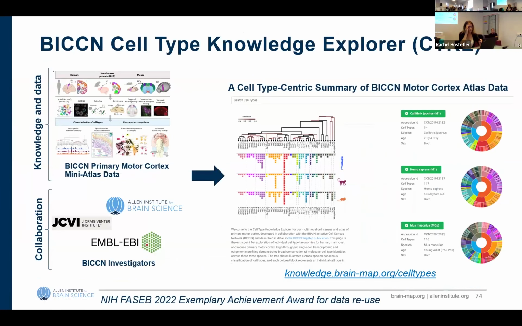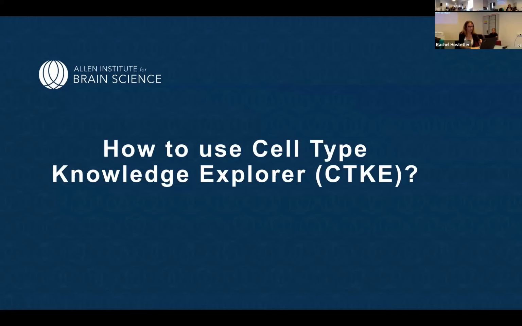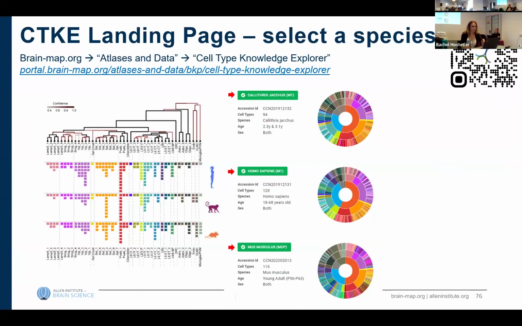And so we have a tool to access all of this data. The Cell Type Knowledge Explorer is the name of the tool, and here's a QR code or a link, or you can also just type it in. Usually I can just type it in Google and it pops up. There's not really something else that has the same name. And here we have our 3 different species that I mentioned.